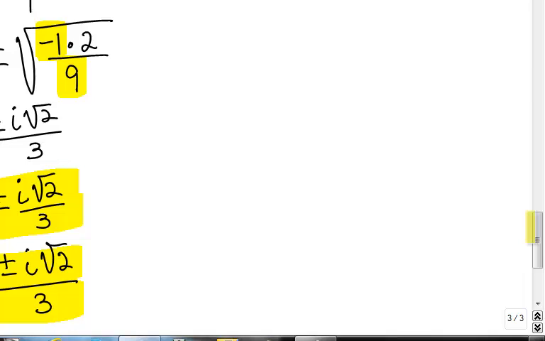Now, I think on the homework it says nearest hundredth, but I want to see the work. I want the simplified radical form and the nearest hundredth. Okay? Okay, give you time to work.